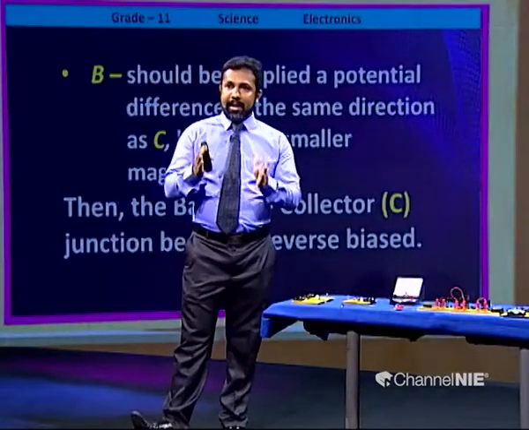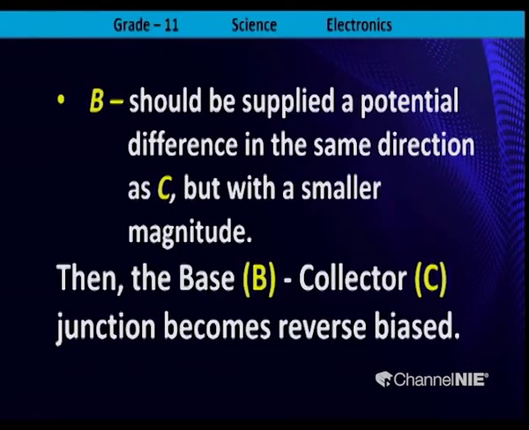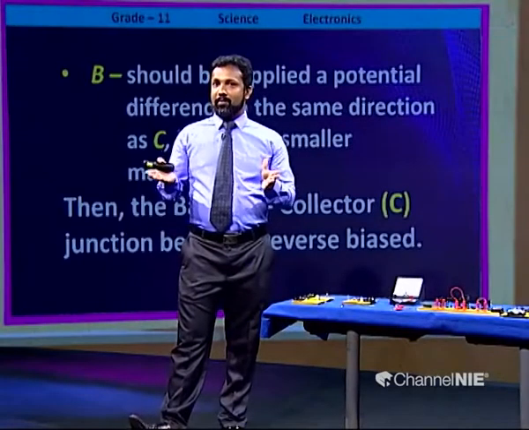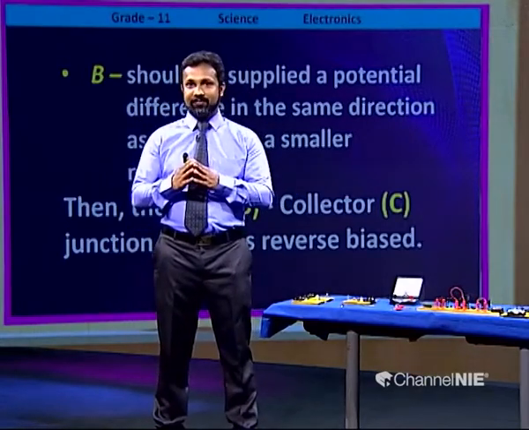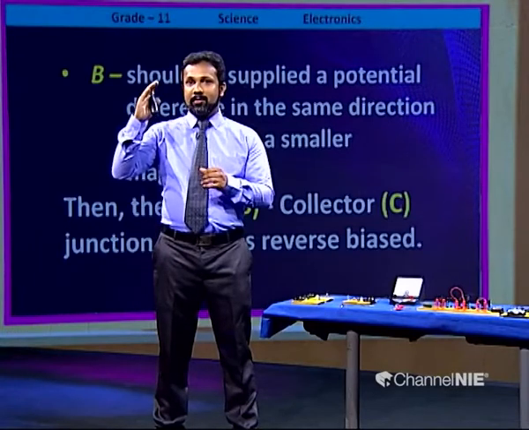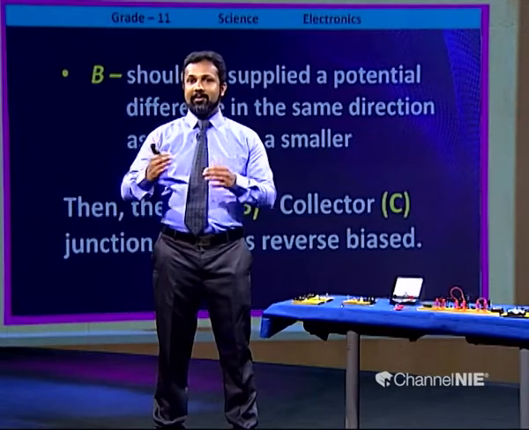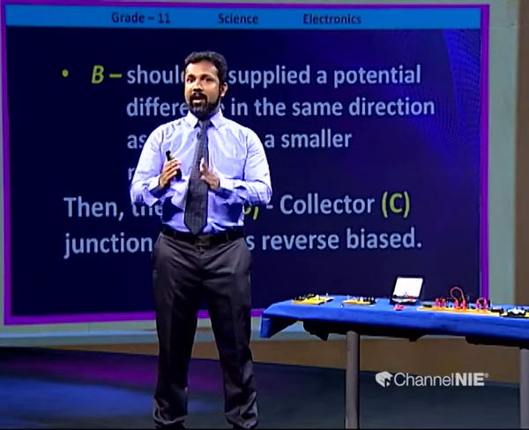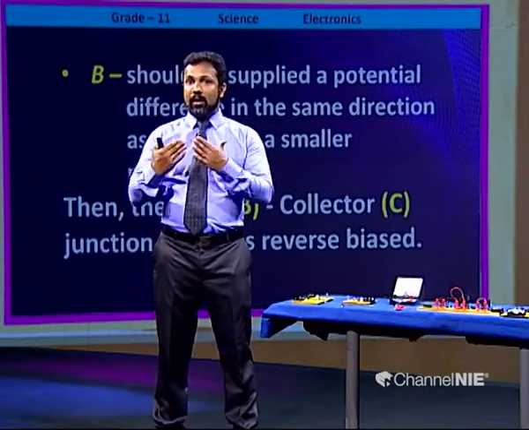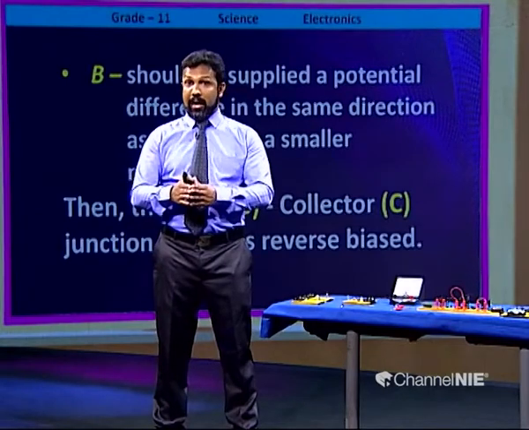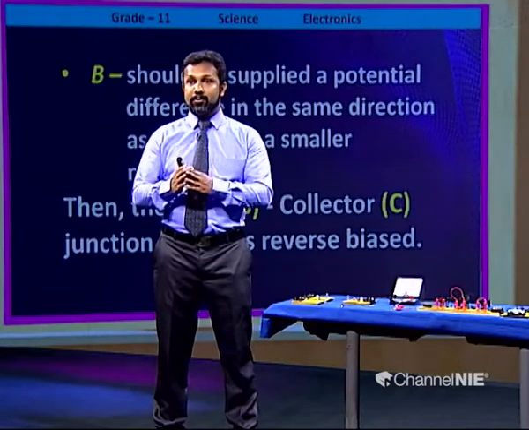Then the base collector junction becomes reverse biased. Why do I say so? You can remember a transistor consists of two PN junctions. One is the collector and base PN junction. The other one is the emitter and base PN junction. So when supplying the voltage in the way as I explained earlier, the base collector junction becomes reverse biased.